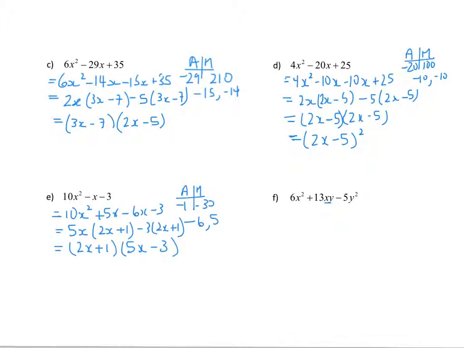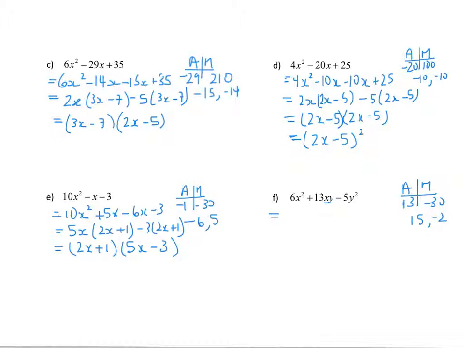All right, we have adding to negative 1 and multiplying to negative 30 for this example. I found negative 6 and positive 5 would do that, and there I have my factored form. All right, this last one, I'm looking for two numbers that add to 13 and multiply to negative 30. And I think positive 15 and negative 2 will be my numbers for that one.